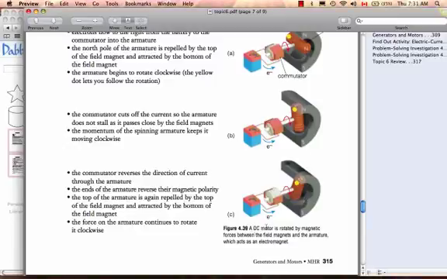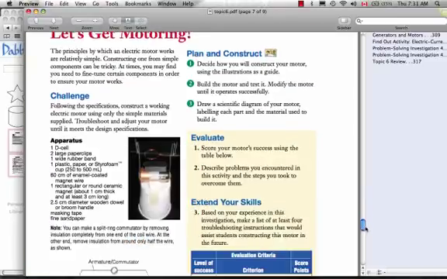And this is a direct current motor. The trick to it, which makes it different from alternating current and a generator, is it's got gaps in the commutator. Gaps mean that at one point it's touching nothing, and if it touches nothing, the armature doesn't have electrical current going through it.